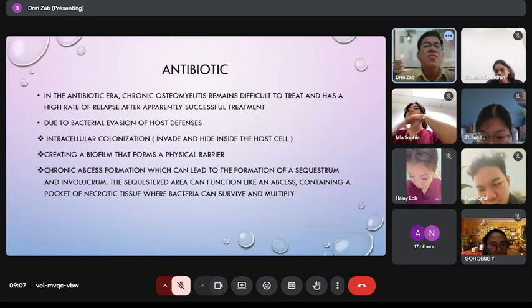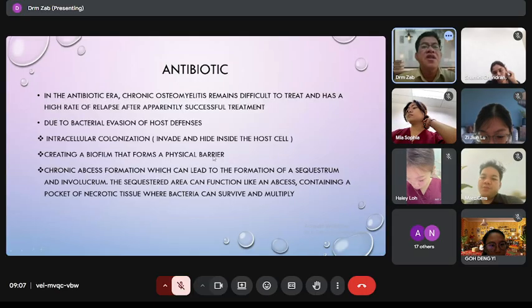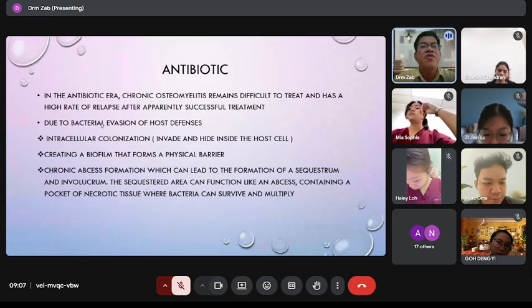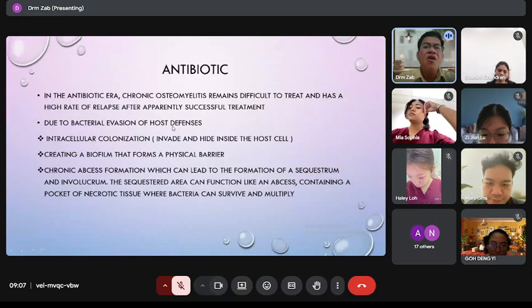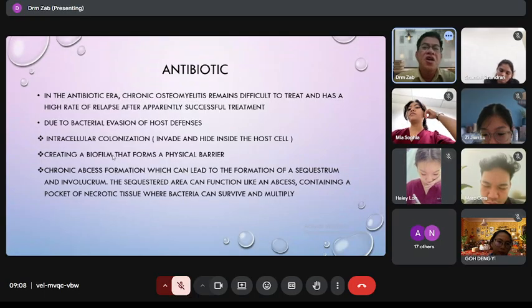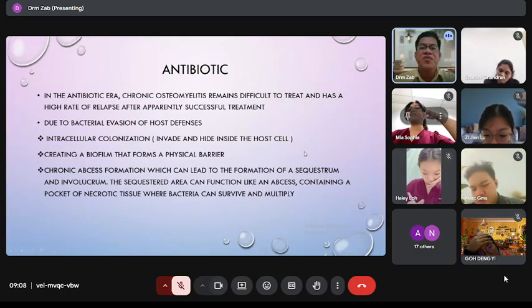All right, antibiotic. When talking about antibiotic, even in the antibiotic era, chronic osteomyelitis remains difficult to treat and still has a high rate of relapse. Why? Because of bacteria evasion of the host defense. How do bacteria avoid this host defense activity? Either by hiding in the host cell, they can invade and hide inside the host cell. They can also create a biofilm that forms a physical barrier which prevents the antibiotic from penetrating into the area and killing them, right? And they also can hide themselves in the sequestrum, in the necrotic bone.